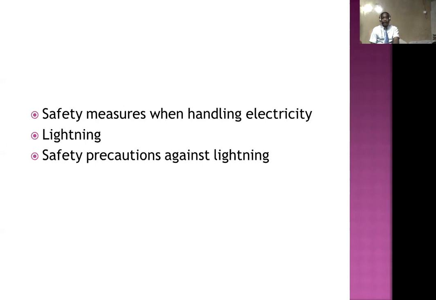Pupils, up to that point, we come to the end of our science lesson. Inshallah, next time we are going to look at sound energy.